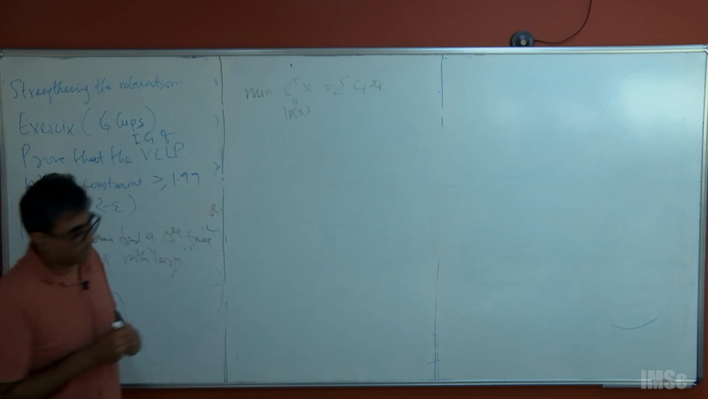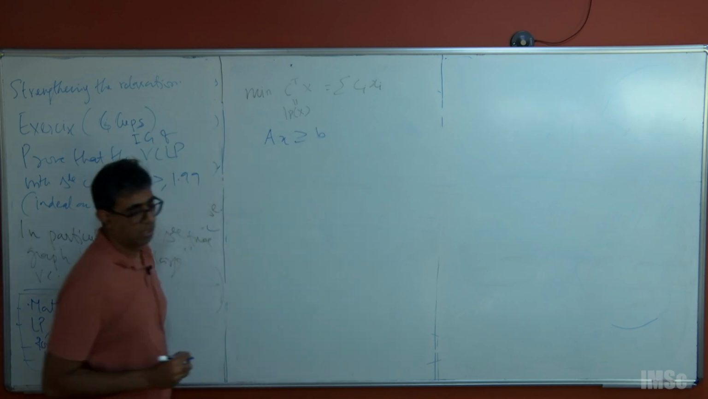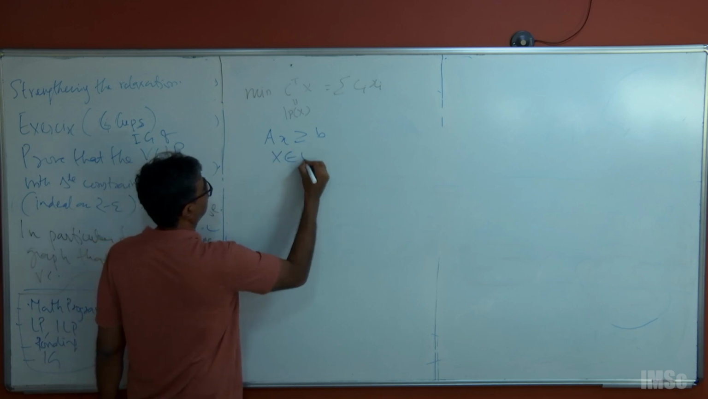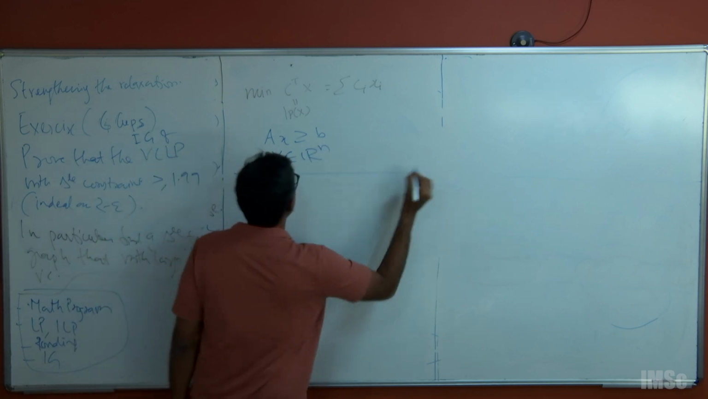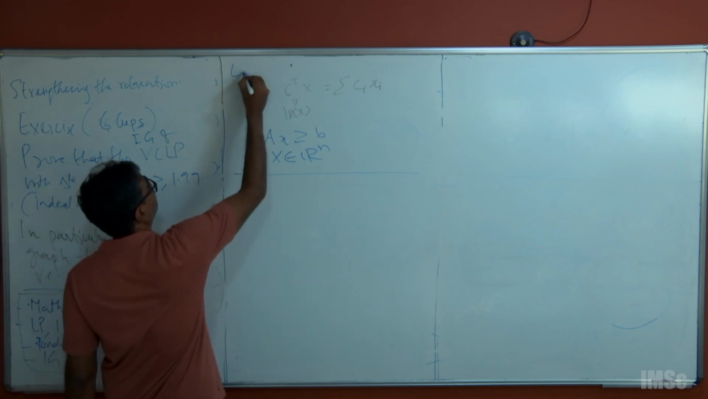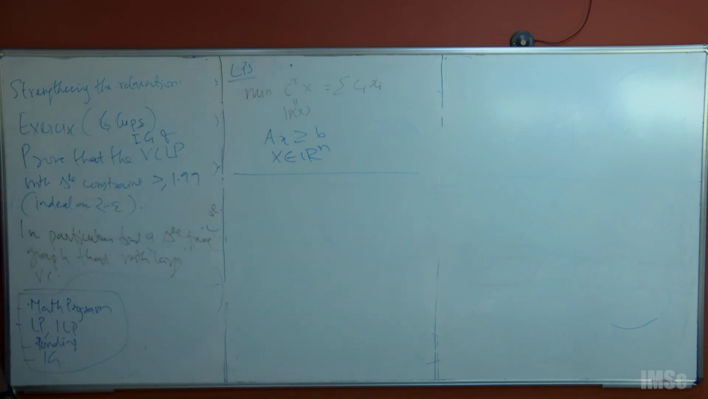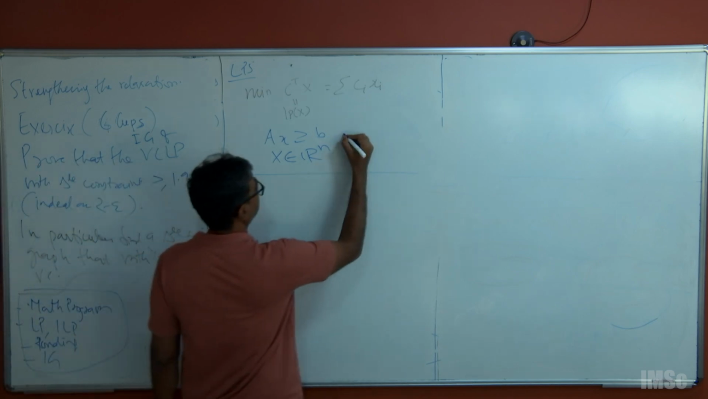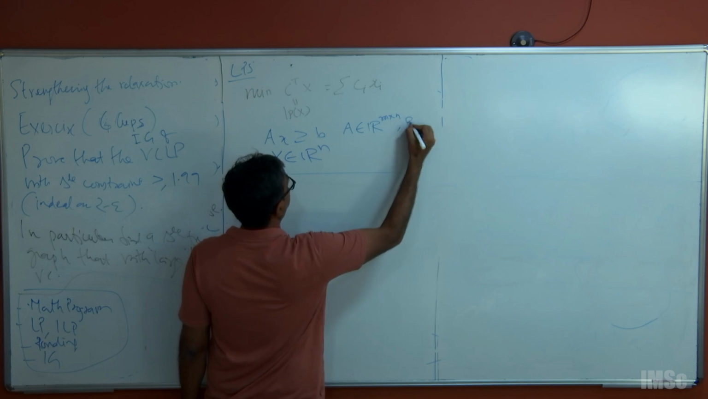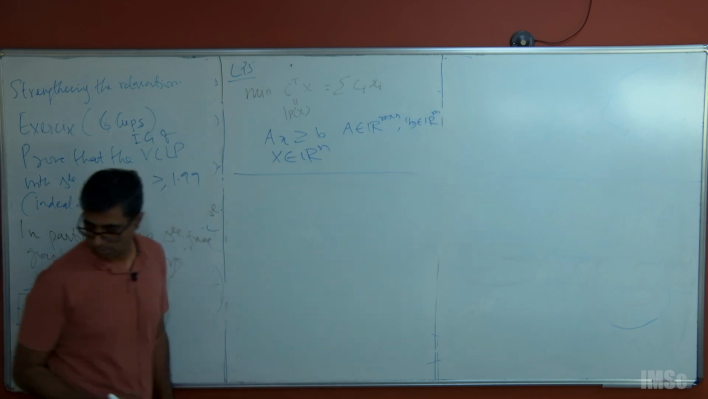Okay, so what was it? Ax is greater than or equal to b, x in R^n. So we are talking only now, we are no more talking about ILPs. We are only talking about LPs, linear programs. So x is in R^n, A is in R^(m cross n), and b is in R^m.